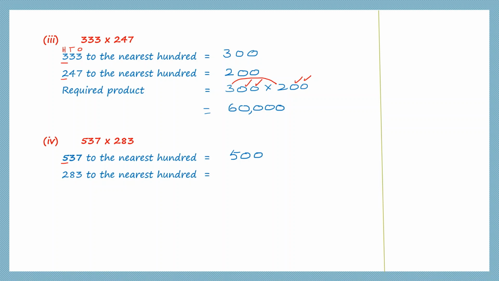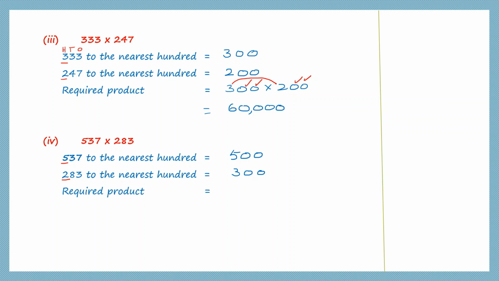283 to the nearest hundred. In the hundreds place we have 2. To its right we have 8 which is more than 5. So 2 will change to 3 followed by 2 zeros. So 283 to the nearest hundred is 300.